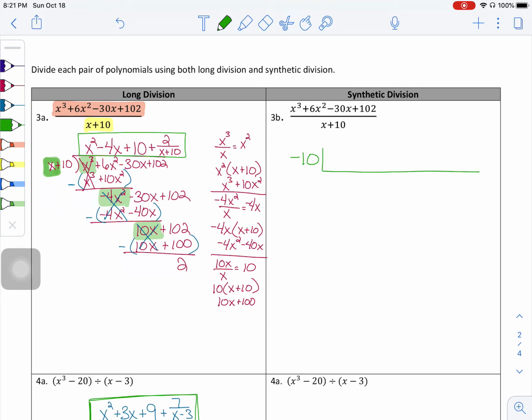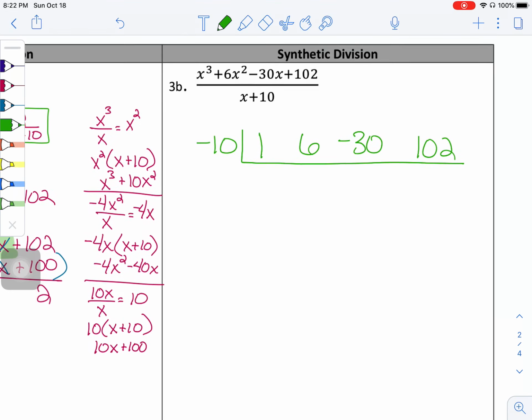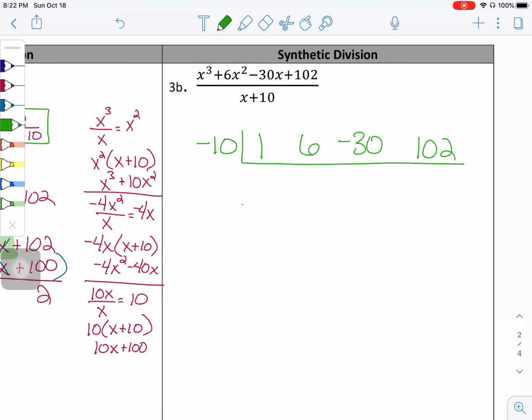And then I want to pick up the coefficients of my cubic function here. So x cubed, coefficient of 1. X squared, coefficient of 6. X, coefficient of negative 30. And the constant, of course, that we're going to end with is 102. I'm going to go ahead and tighten up on it so I can get in there and really give myself some room.